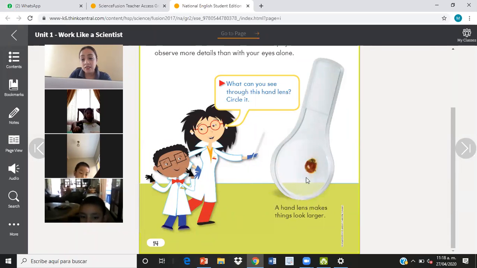This science tool, hand lens, helps you see things bigger. Things that are small, a hand lens helps you to look at bigger. Can you see the little ladybug here in your book? With the help of a hand lens, you can look at the ladybug bigger because ladybugs are very, very small, okay?